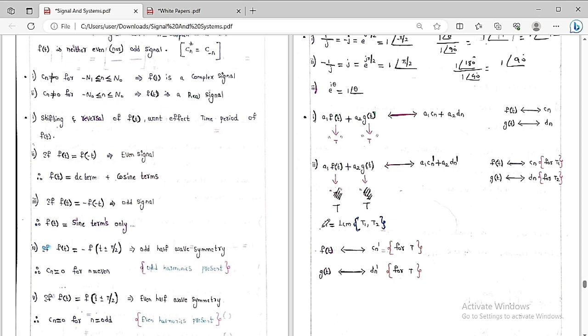So based on this new time period, we have defined the new Fourier coefficient of f of t as Cn dash, and the new Fourier coefficient of g of t as Dn dash. So now go for the linear combination, which is a1 into f of t plus a2 into g of t. Now we'll have the Fourier coefficient a1 into Cn dash plus a2 into Dn dash. So this is the point you always have to keep in your mind.